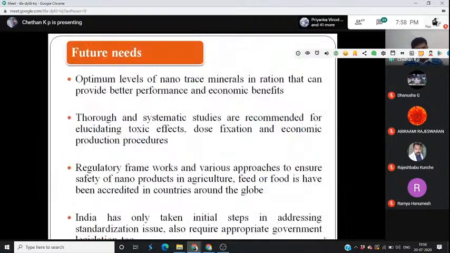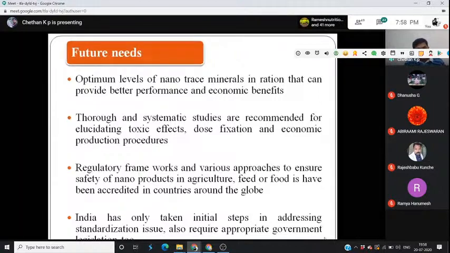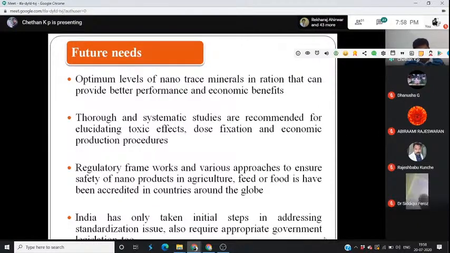So this is with regard to the present situation of regulatory and risk associated with the nanoparticles. Coming to the future needs, what it requires is that the optimum levels of nanotrace minerals in the ration that can provide better performance and economic benefits has to be decided. For all minerals, still not yet decided.